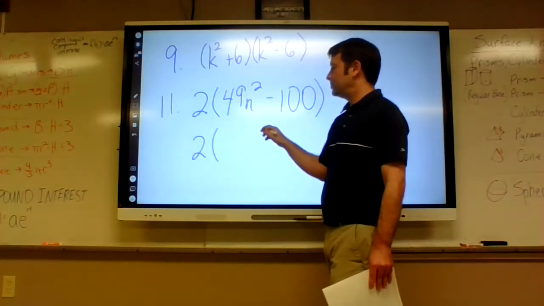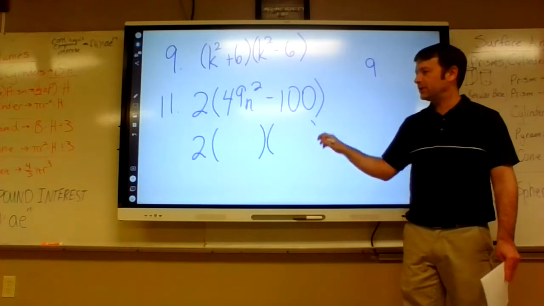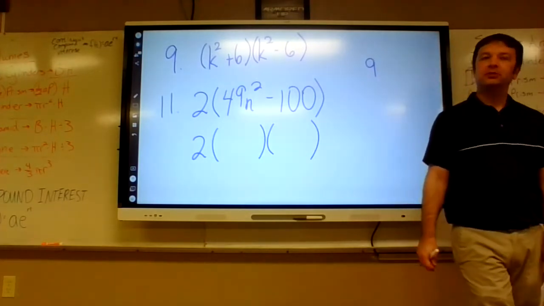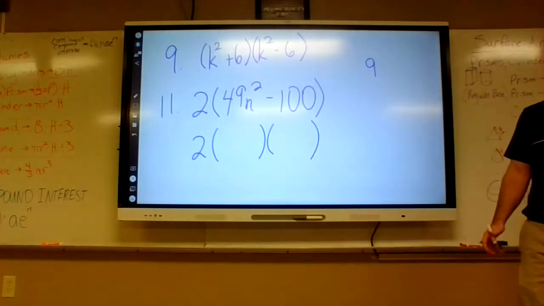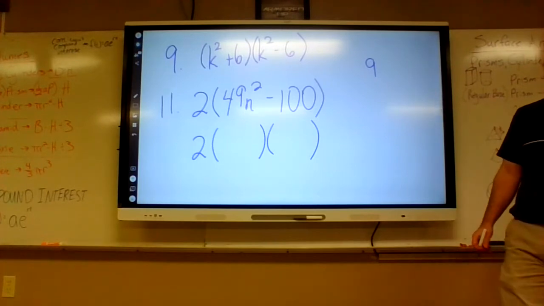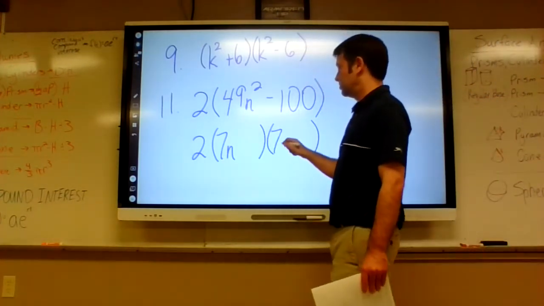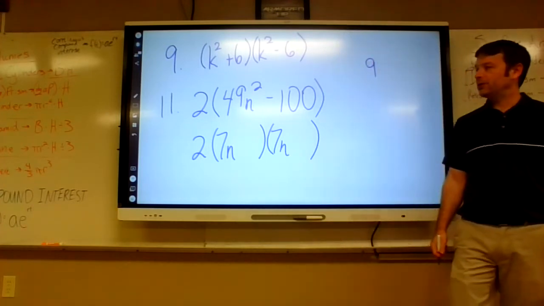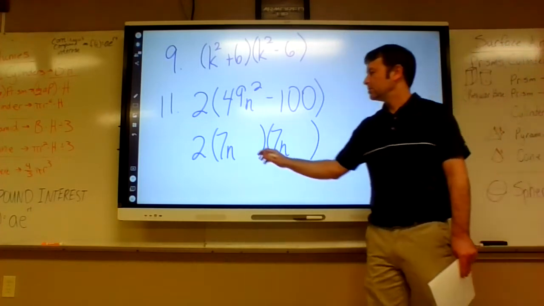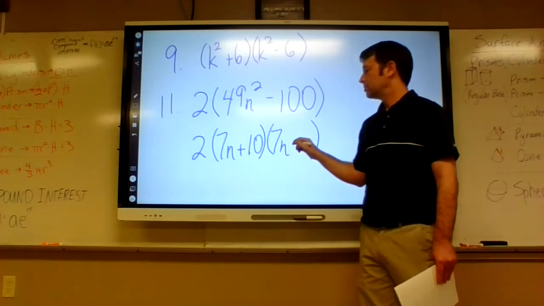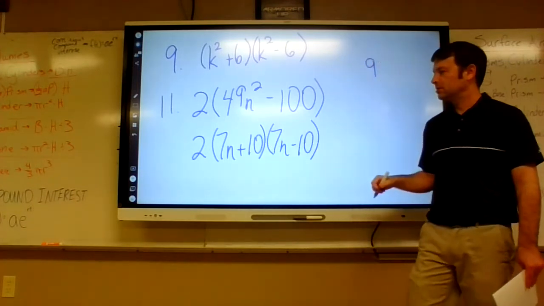I'm going to keep the 2 right where it was in front. What's going to go on the front of my parentheses? 7n. And what's going to go on the back? Positive 10 and negative 10. Yes. Easy.